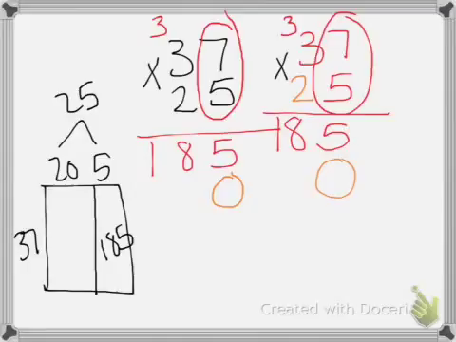So 20 times 7 ones is 140 ones, or 14 tens, 0 ones. So I have my zeros already down for my space. And then I'm going to have my 4 tens, and I'm going to carry my ones. Next, I have to multiply that 20 by the 3 tens left. So 20 times 3 is 60 tens, or 6 hundreds.